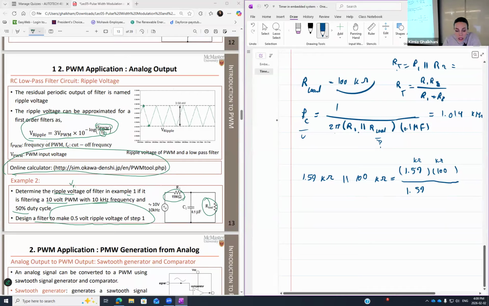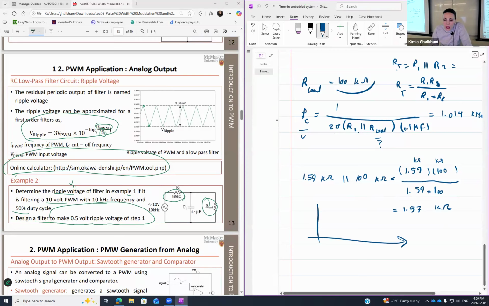So if I follow that one, then in here it becomes plus 100. And now if you calculate it, it becomes 1.57 kilo ohm. Therefore, if I draw it, it should be something like this. This is my gain. Gain is VO over V in, in decibel.